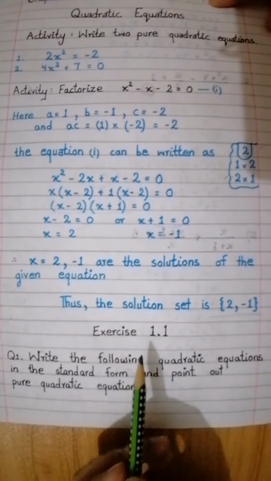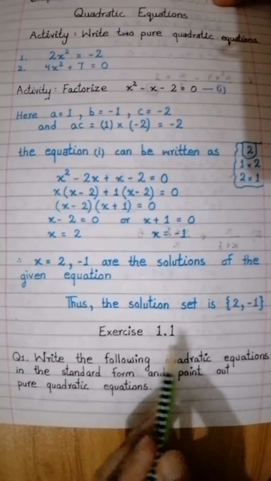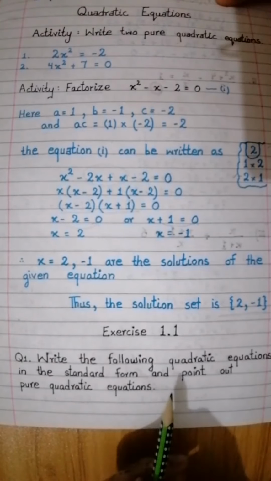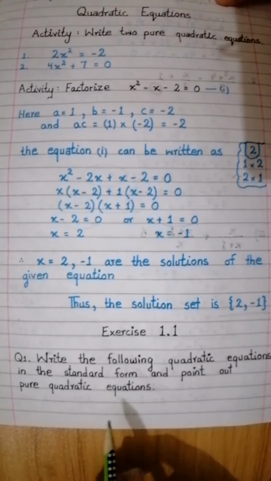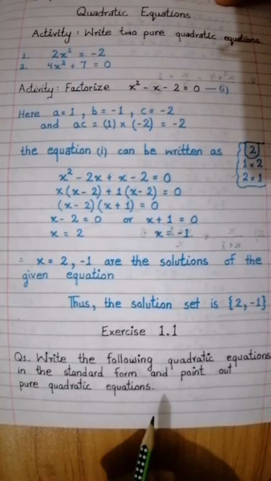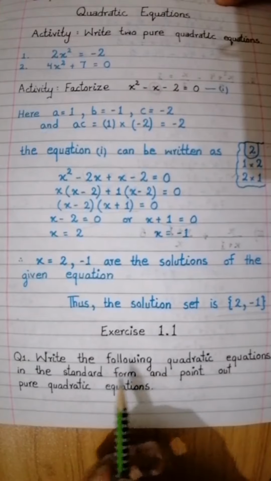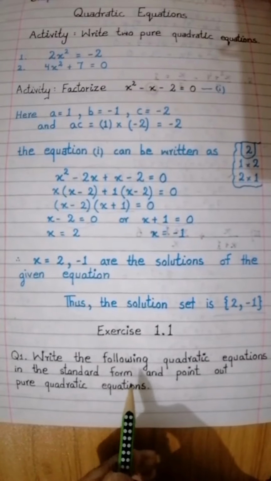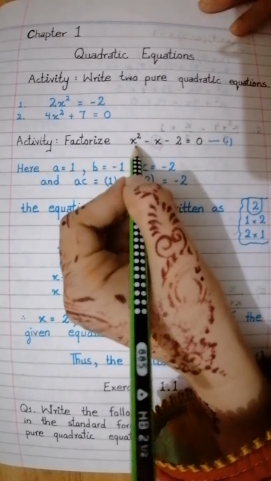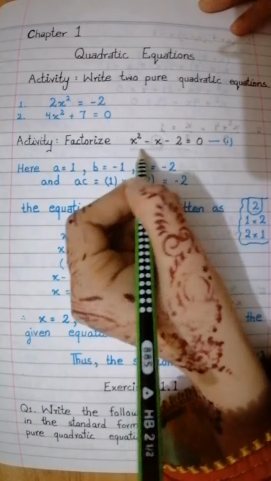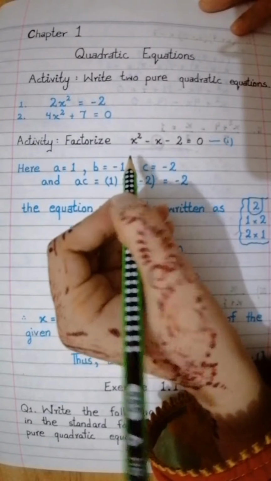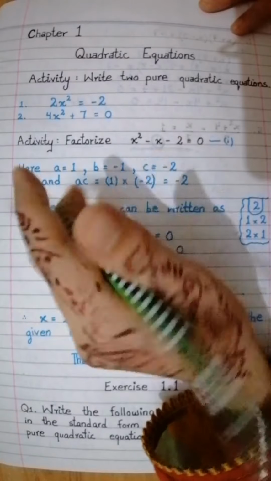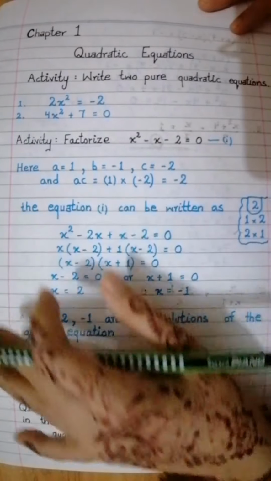Now come to the exercise. Here we have exercise 1.1. Write the following quadratic equation in the standard form and point out pure quadratic equation. Okay, now they are saying to write the following quadratic equation in the standard form. Can you see this one? This one is standard form. So here it was already in standard form, so that's why we didn't do anything with this.